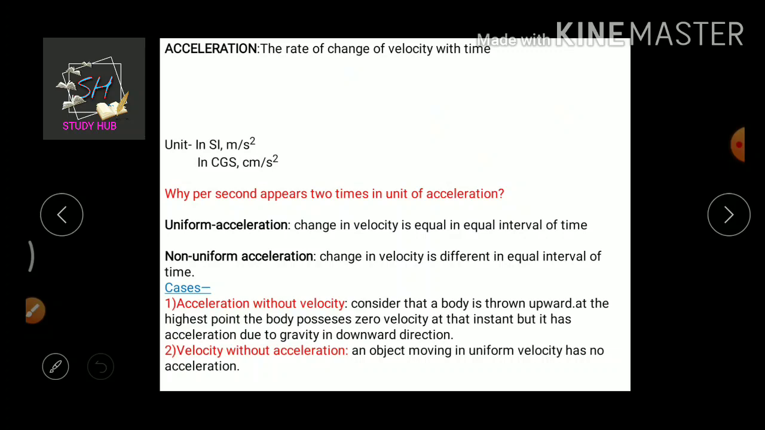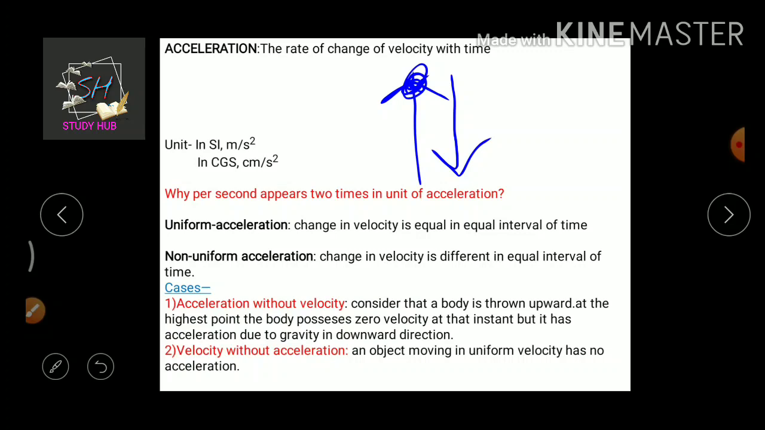How is it possible? It is possible if we throw a particle upward. Then at the highest point, at that instant, it possesses zero velocity. That means at some moment it possesses zero velocity, but it has acceleration in the downward direction, because after some time it comes backwards, that means it comes in the downward direction.